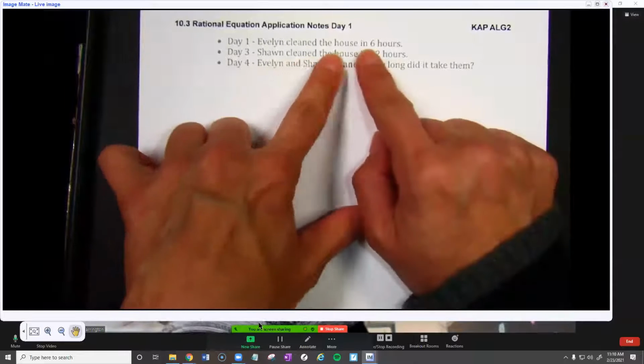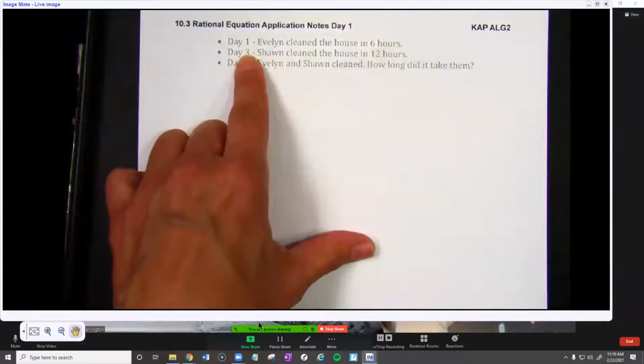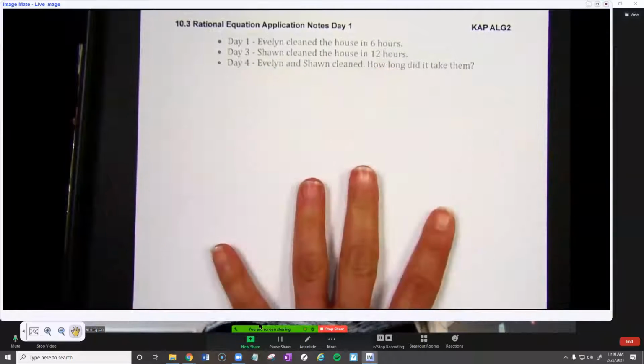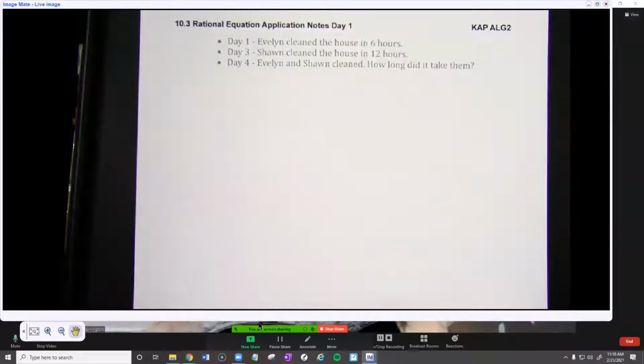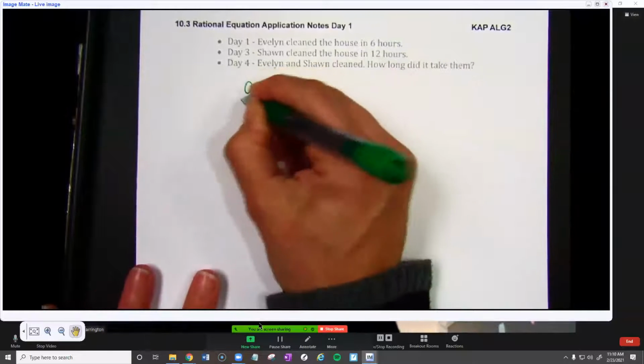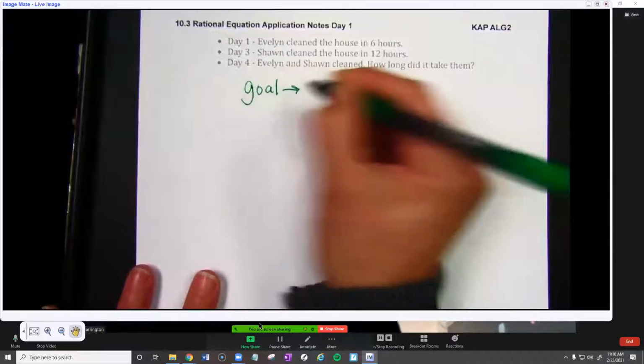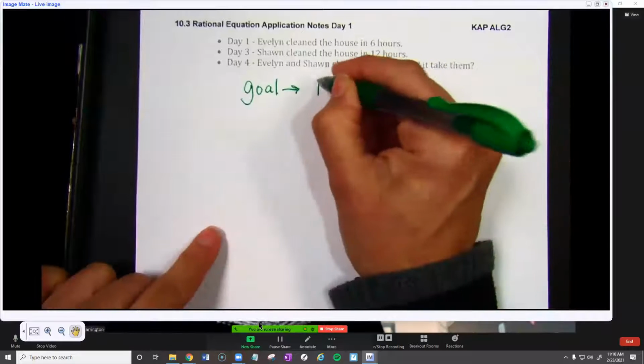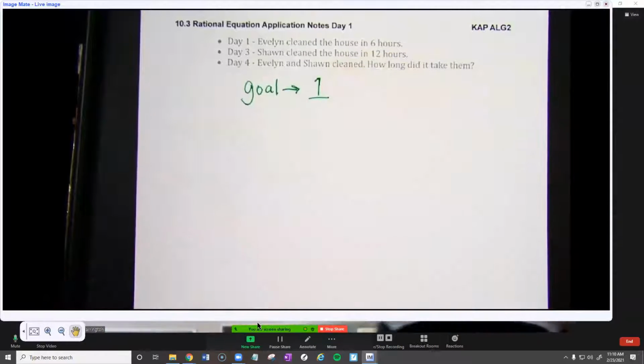So again, Evelyn cleaned the house in 6 hours. That's her rate. And then we have a rate of 12 hours. And then we're going to figure out how long it took them together. So here's what we're going to do. First of all, they have a goal. What was their goal? What was their task? To clean the house, really to get their mom off their back. They had one goal, one mom off their back.